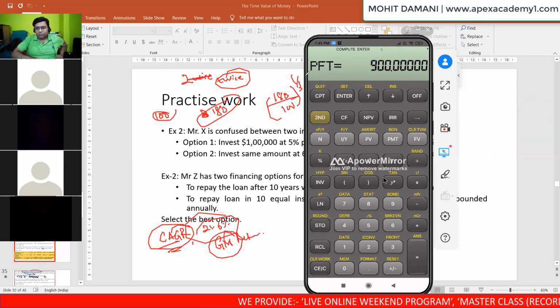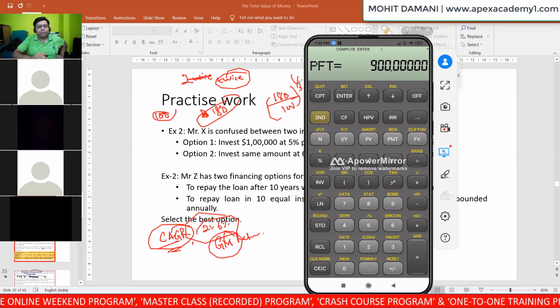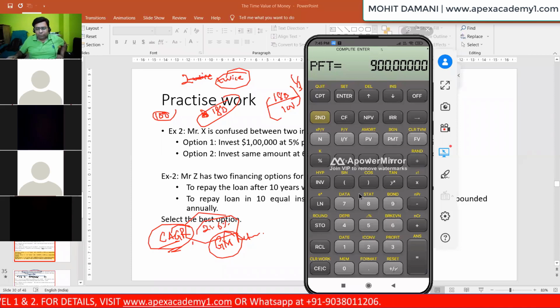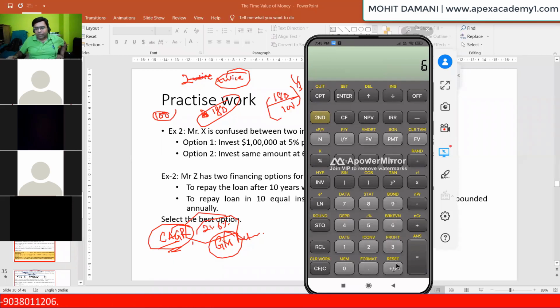Excuse me, I have a question. How can I put a minus in any of the inputs? Here, plus minus. This is the plus minus button. Suppose if I want to enter 6 negative, I enter 6 and then the plus minus button, then enter. So this is how it is done.